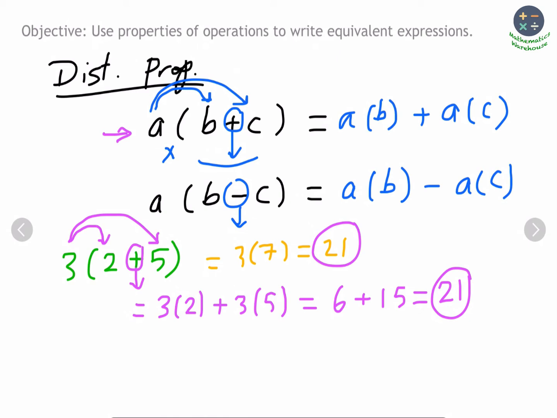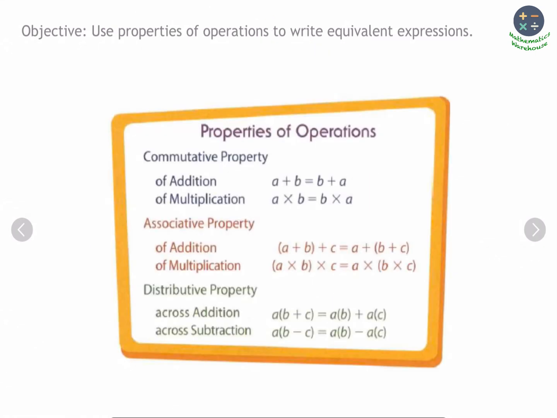Let us apply this. Don't forget our objective: to use properties of operations to write equivalent expressions. So now, remember that we have the commutative property for addition and multiplication, the associative property, and the distributive property. We have to distribute the multiplication operation over addition or subtraction.